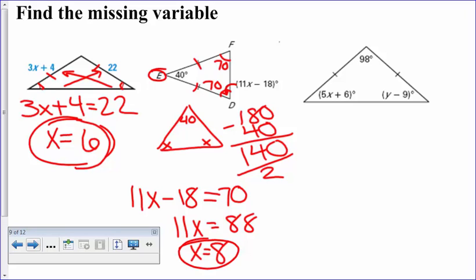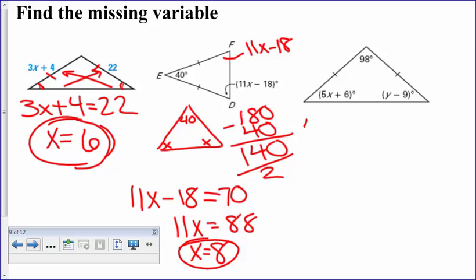The second way that you can do it, I'm going to go ahead and erase this. If we know that angle D is 11x minus 18, then we also know that angle X is 11x minus 18 since they're the base angles. Well, what do you know about all three angles in a triangle? They should always add up to equal 180.